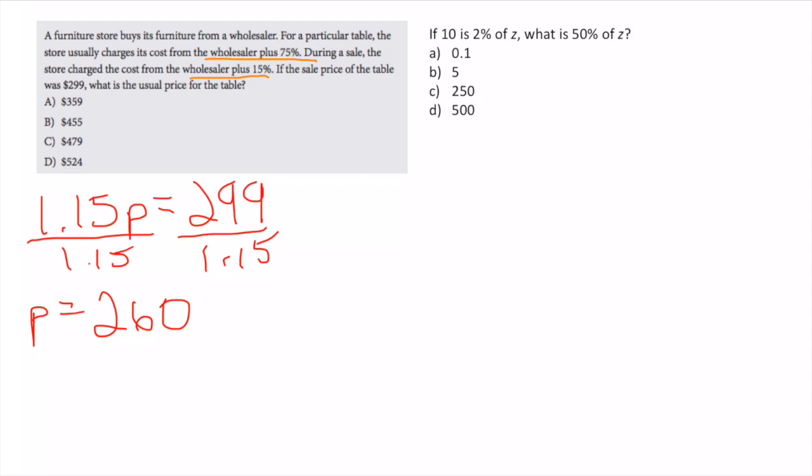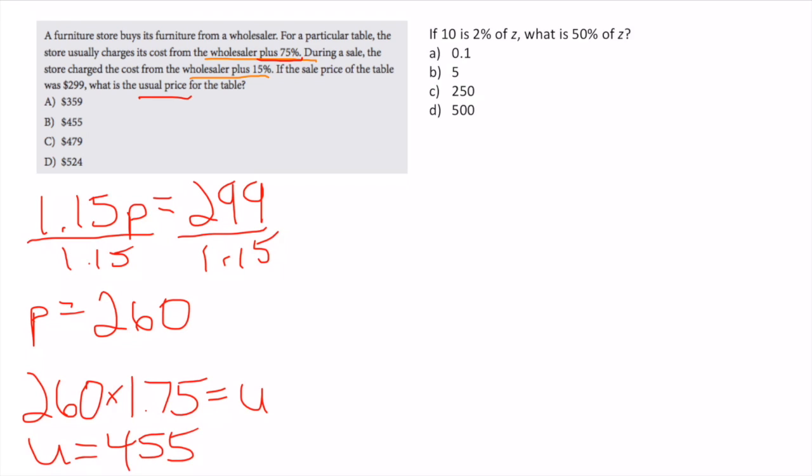Okay, I want to know the usual price, and they usually charge 75%. So now I'll say $2.60 times 1.75 equals, I'll call it U, just usual price. When I do this, U equals 4.55.